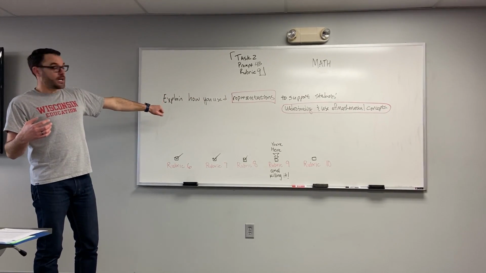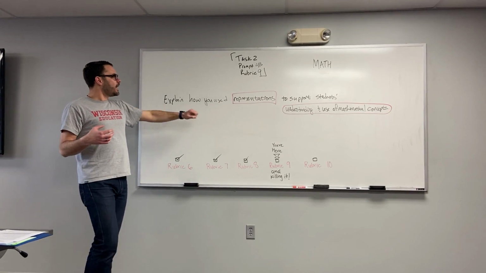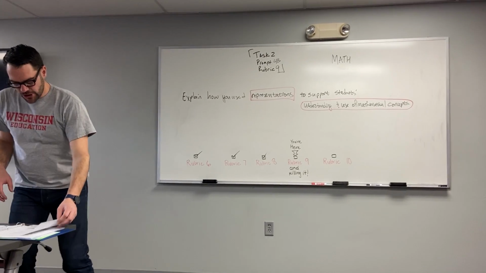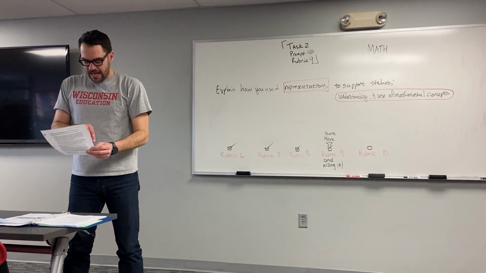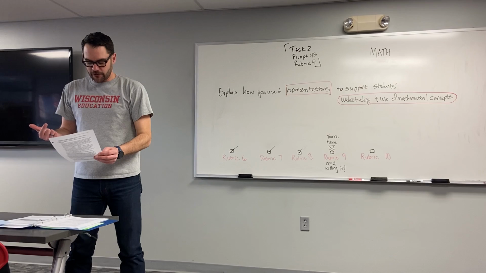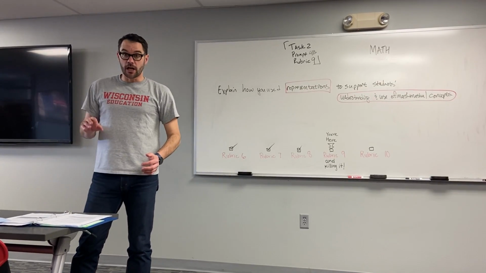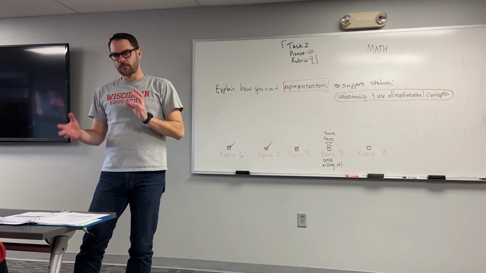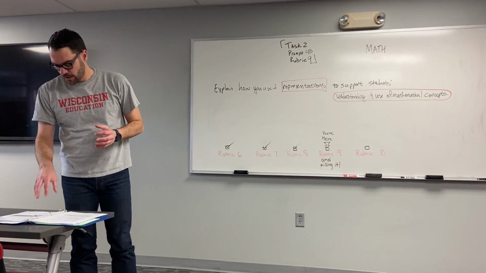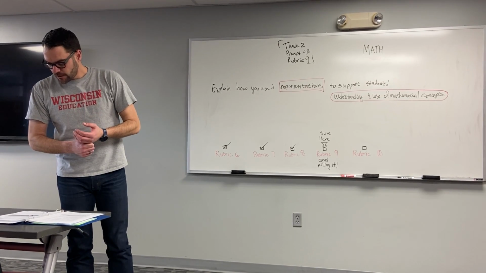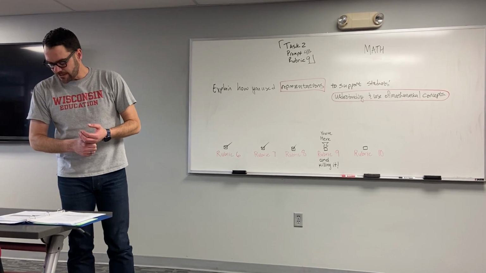So for this prompt, explain how you used representations. Representations are defined as manipulatives, models, tools, diagrams, or charts. If you take a look at your Understanding Rubric Progressions document, it provides a bit more of a fleshed out definition of representations. The term representation refers to both process and to product.